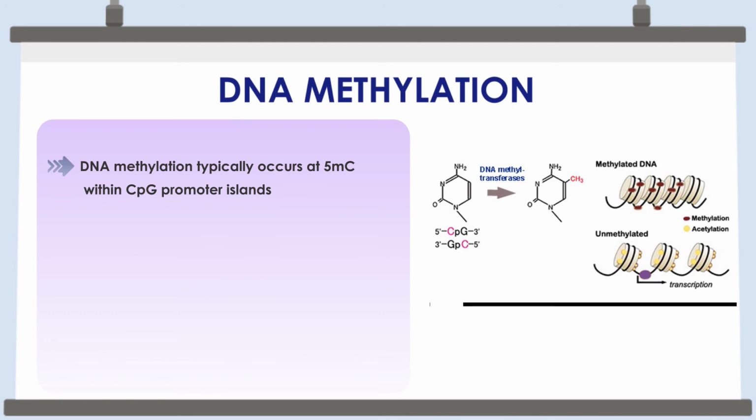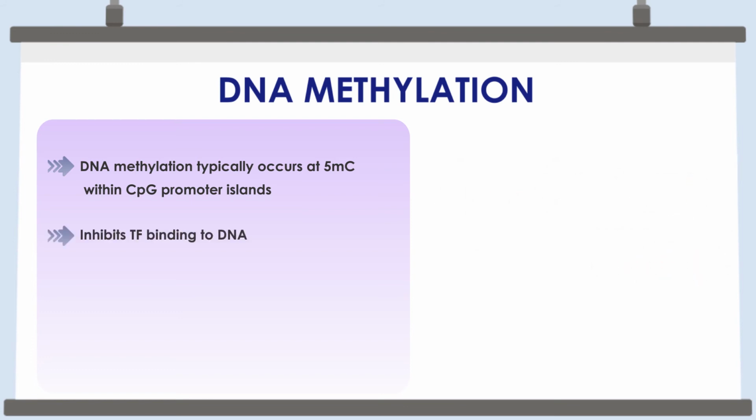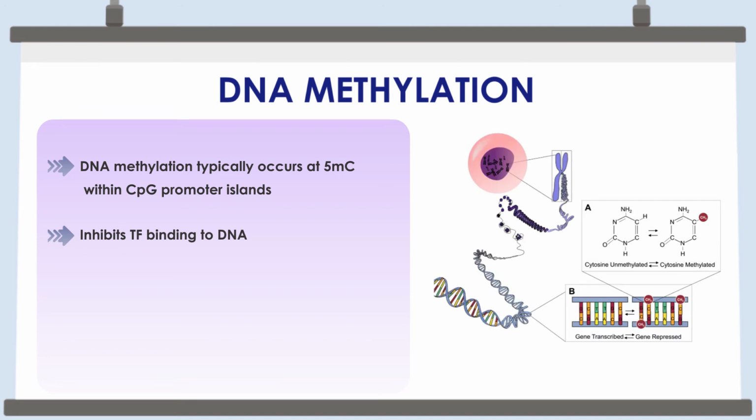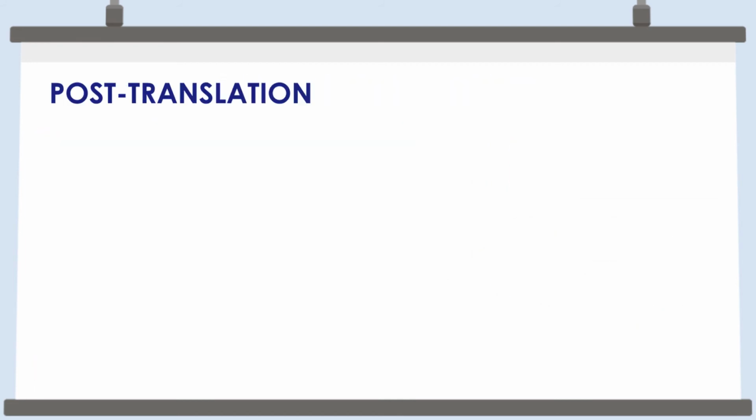DNA methylation usually occurs at the fifth position of DNA cytosine in the CpG islands located within the promoter regions of specific genes. Such a modification inhibits both the binding of transcription factors to DNA and affects the recruitment of proteins involved in chromatin remodeling. Thus, DNA methylation can cause gene silencing.